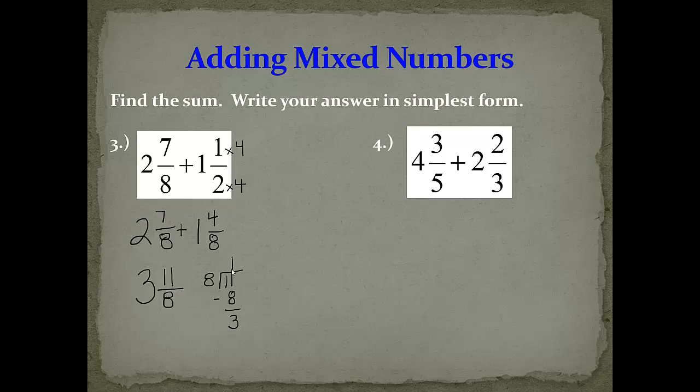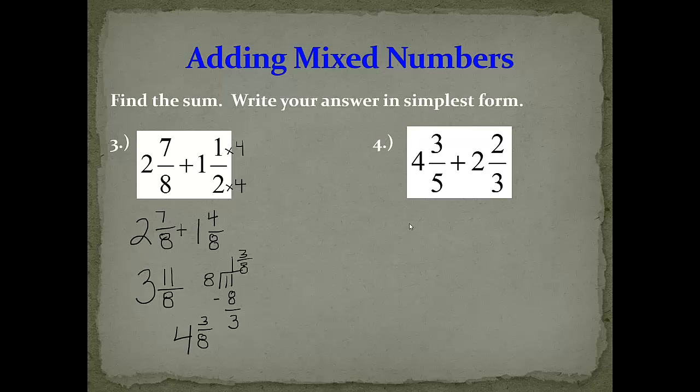So 11/8 is 1 3/8. Again, we can't forget that we need to take this 1 and add it to the 3 that we already had. So 3 plus 1 is 4. And then we have our fraction 3/8. So 3 11/8 is equal to 4 3/8.